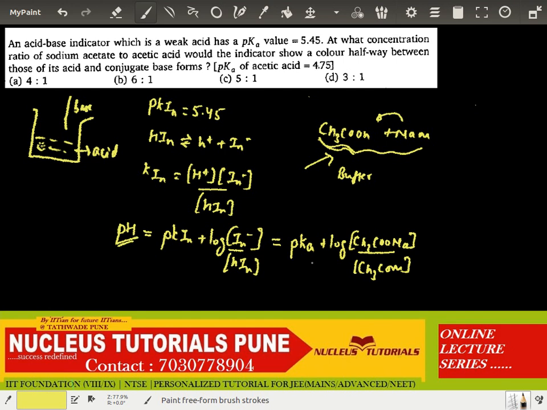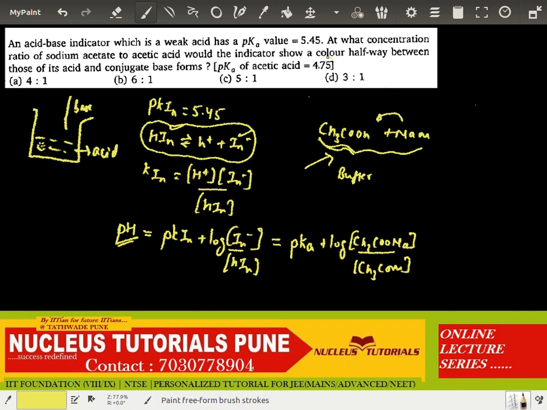So basically we can see the measurement of pH from the indicator frame of reference or from the acid base titration frame of reference. Now what does the question say? At what concentration ratio of sodium acetate to acetic acid would the indicator show a color halfway between those of the acid and conjugate base? Remember that the endpoint of the titration would not be exactly the endpoint of the indicator. So when this entity is half, it is not compulsory that the acid and sodium acetate should also be in equal molar ratio.